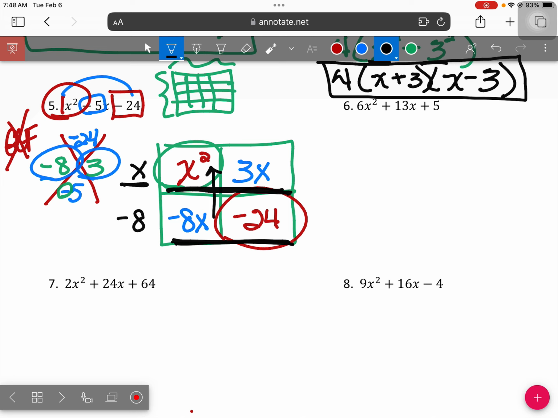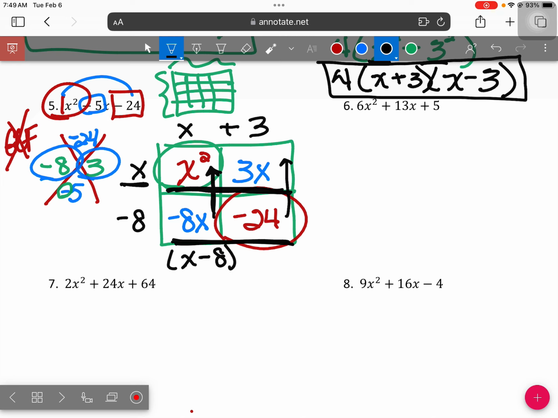X squared and negative 8x. How about Morgan? Brooks. Morgan, right? How about here? X squared and negative 8x. What is that going to be? X, yes. And how about 3x and negative 24? Miss Trinity. What is the greatest common factor of 3x and negative 24? 3, yes. Positive 3.